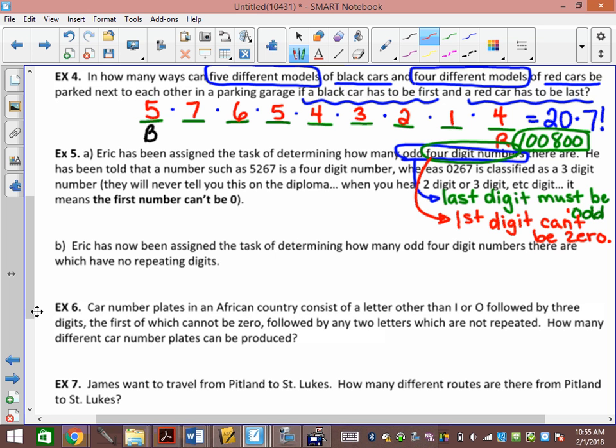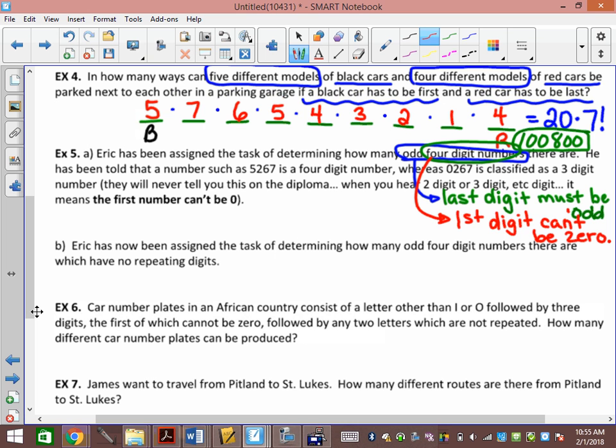3-digit number, 2-digit number, 10-digit number, it doesn't matter how many digits it is. The first digit cannot be 0, or it wouldn't be a 4-digit number, or a 3-digit number, or a 2-digit number. It would be a 3-digit disguised as a 4, or a 5-digit disguised as a 6. Okay? So that's the key thing if it says digits.